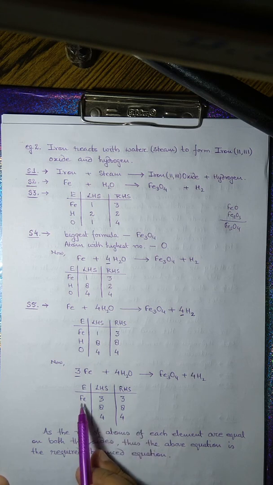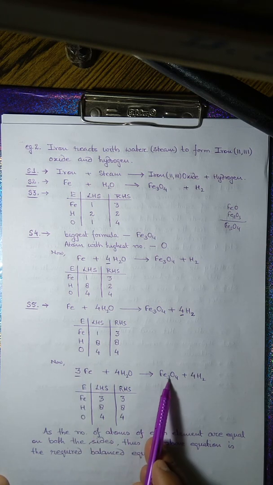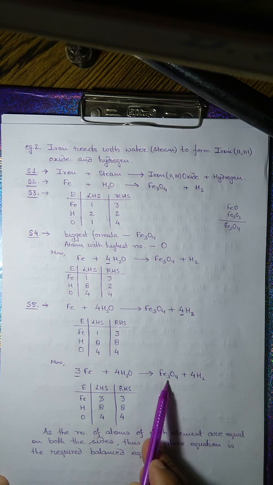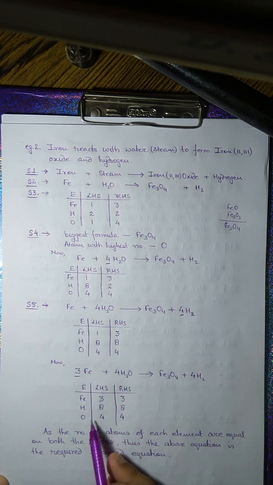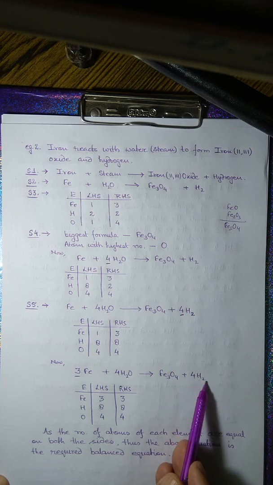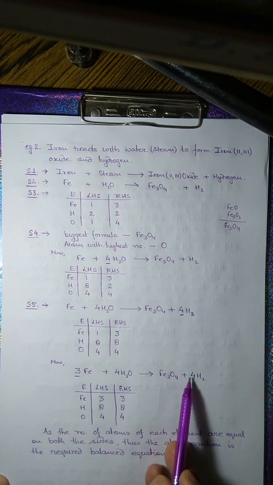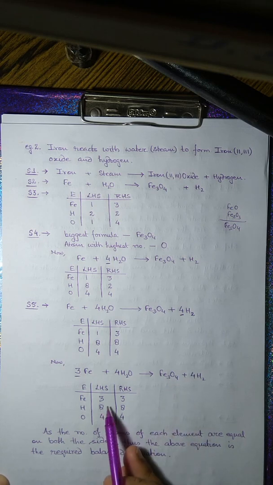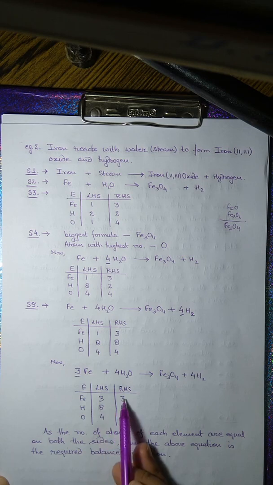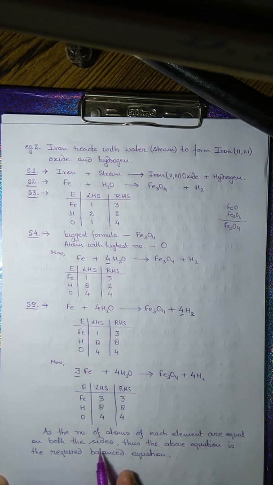Once again we have drawn the table. Iron, 3 atoms of iron, here also 3 atoms of iron. 4 into 2, that is 8 atoms of hydrogen, here 4 into 2, that is 8 atoms of hydrogen. Here 4 atoms of oxygen, here 4 atoms of oxygen. Means each and every element is now equal on both the sides. As the number of atoms of each element are equal on both the sides, thus the above equation is the required balanced equation. Similarly, we can balance more reactions for practice.